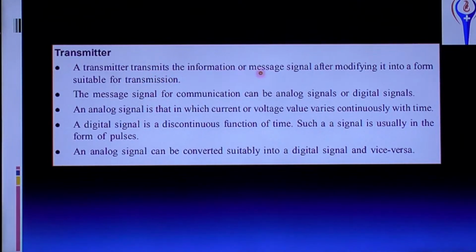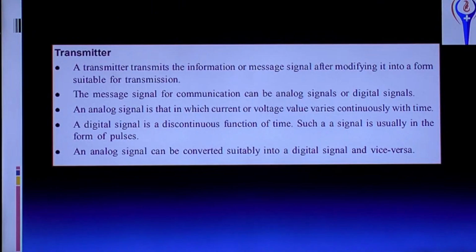The transmitter transmits the information or message signal after modifying it into a form suitable for transmission. The message signal for communication can be an analog signal or a digital signal. An analog signal is one in which the current or voltage value varies continuously with time. A digital signal is a discontinuous function of time. An analog signal means a sinusoidal wave.